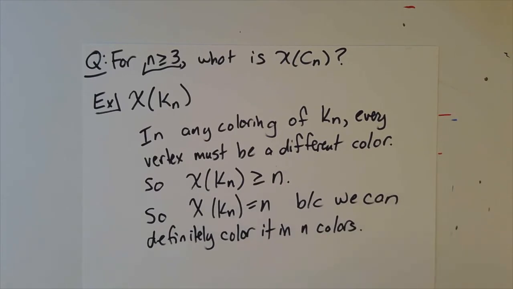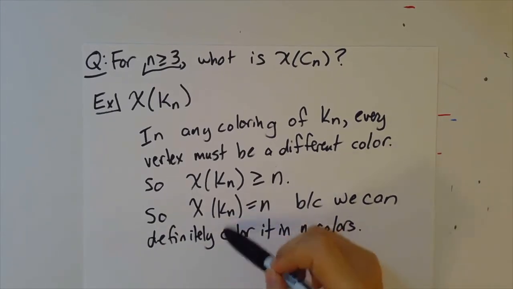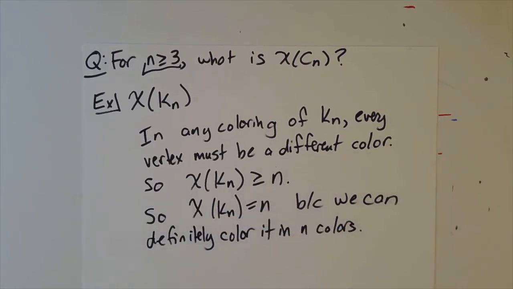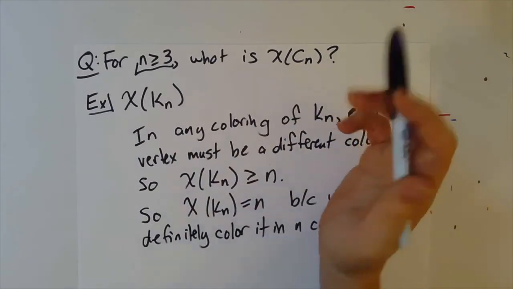Okay, and so what am I saying here? All I'm saying here is that for sure there's a graph which requires any number of colors. If you want a graph that requires 100 colors to color, there is one, namely K_100.